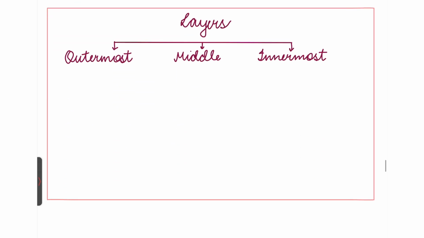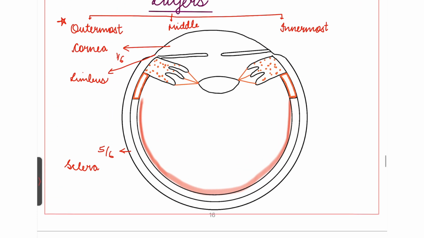So, the outermost layer has cornea anteriorly, limbus is the junction, and sclera posteriorly. The middle layer is known as uvea or the uveal tract. Uveal tract has iris, ciliary body. Ciliary body has pars plicata, it is pleated, and pars plana. And posteriorly, it has the choroid.